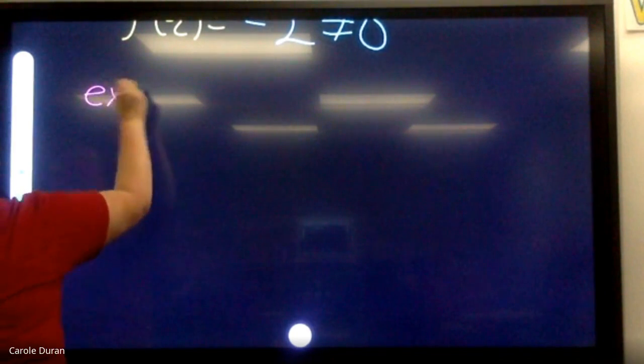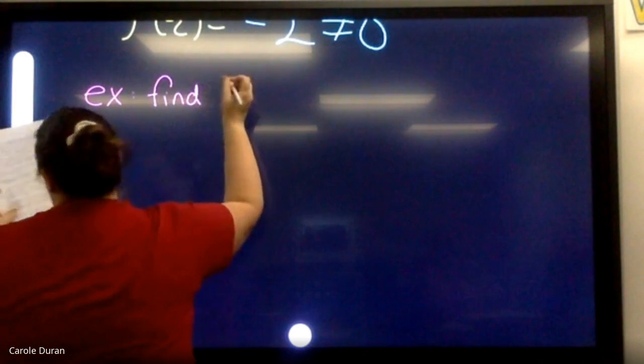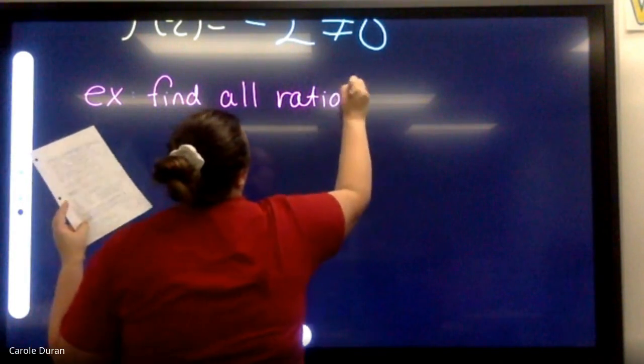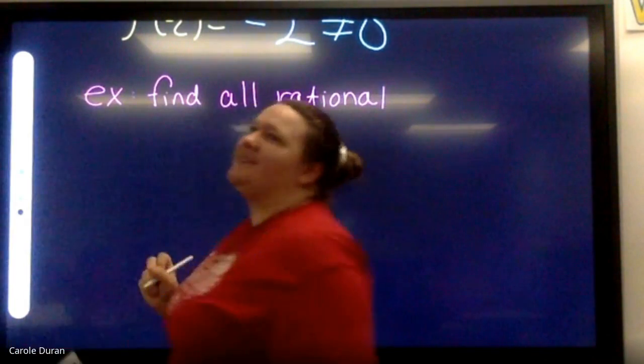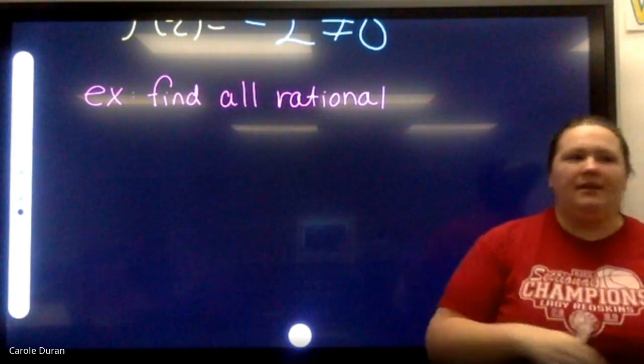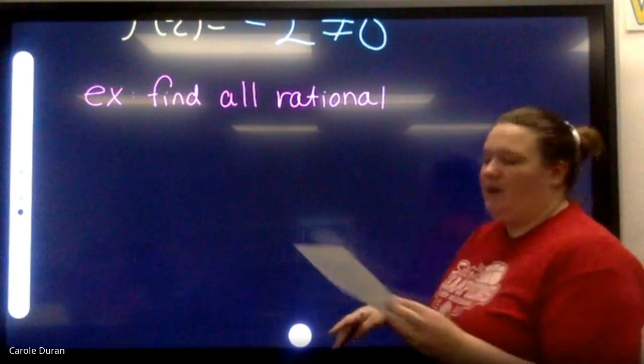Okay, next example. If I gave you one that had 65 possible rational roots, I would just, in the instructions, say find all possible rational roots, not actually find the ones that work. I'm not that mean.